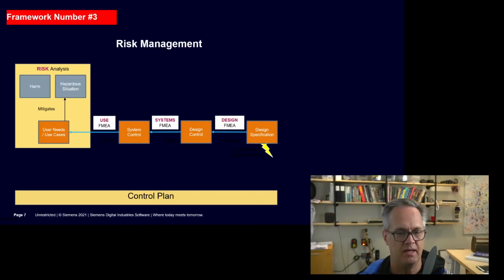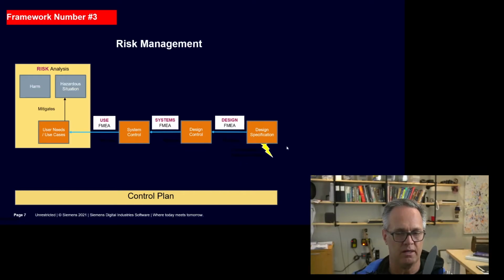This is our mitigation strategy. And these four things also represent our design control plan. So these are the things that we're doing in the design to assure that we have control over hazardous situation harm combinations that are of particular interest.